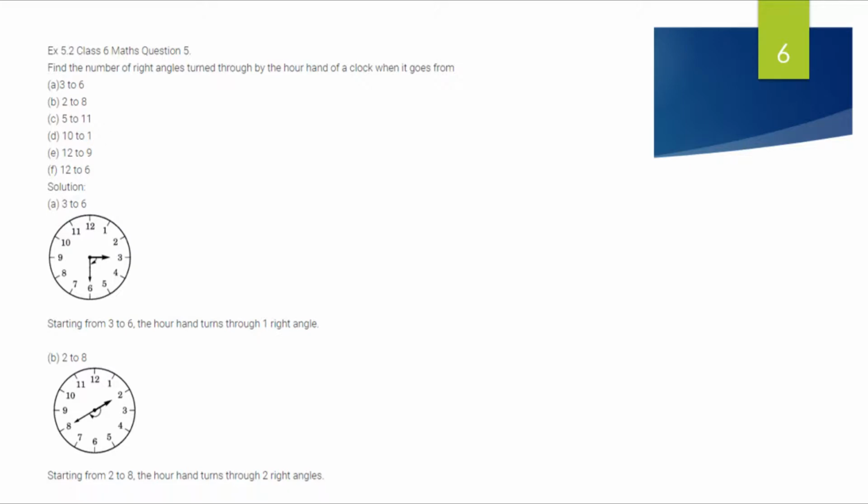Moving to question number 5, find the number of right angles turned through by the hour hand of a clock when it goes from 3 to 6. When it is moving 3 hours, it is 1 right angle, as you can see it has been drawn in the figure. When you are moving from 2 to 8, there is a gap of 6 hours. So it is 1 straight angle, that is 180 degrees.